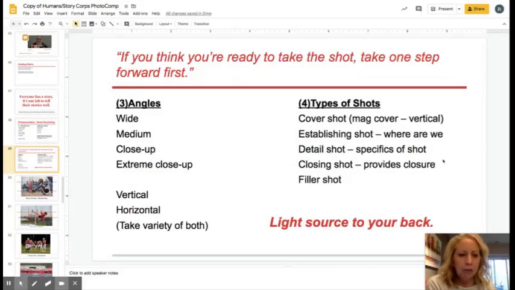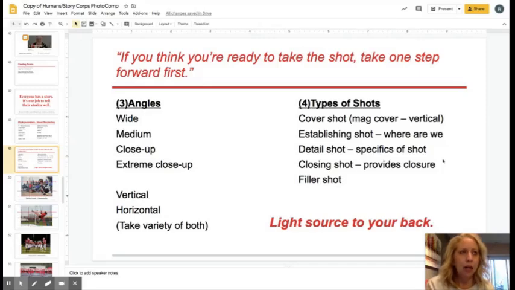The third and fourth category have to do with angles and then how the shots are used. So you can have a wide angle, medium angle, close-up, or an extreme close-up. And then especially for yearbook, either a vertical picture, which is when you hold your phone or camera up and down, or the horizontal picture like the horizon where it goes across. Typically for design, we try to take a variety of both types of shots.